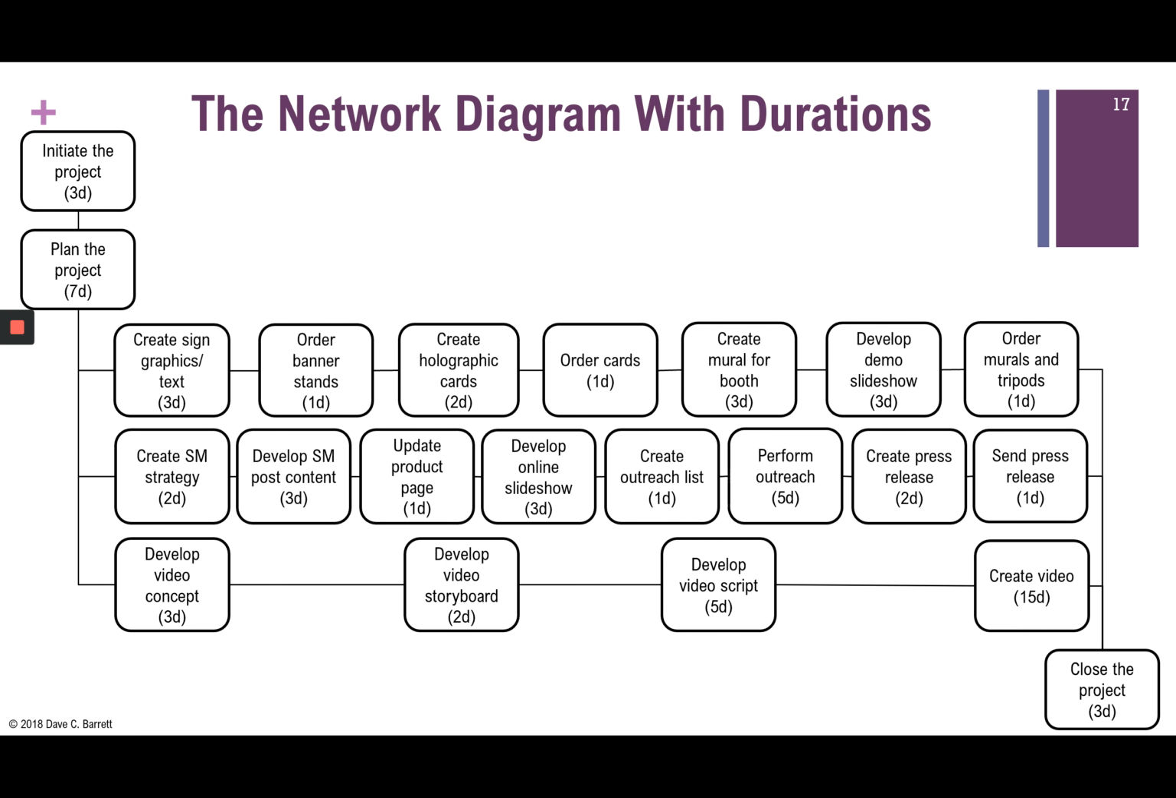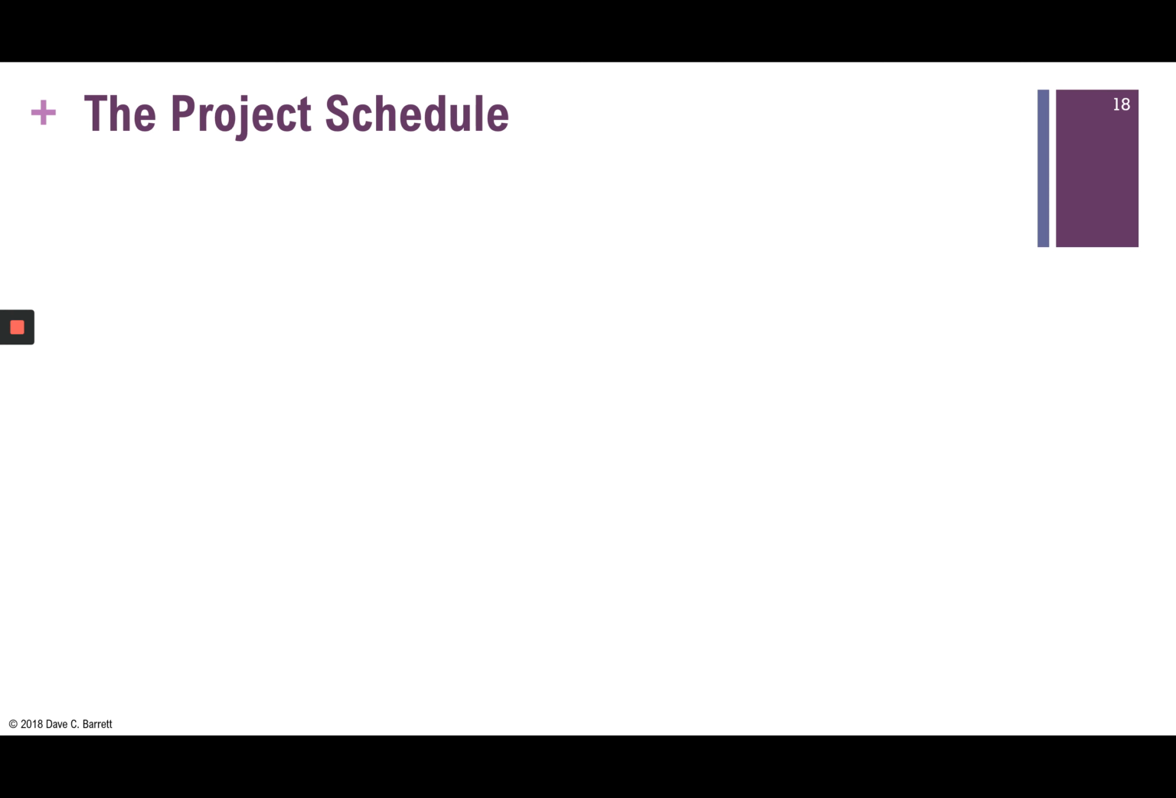So here's the activity with durations assigned. You can see, for example, initiate the project has a 3-day duration. Order the banner stands has a 1-day duration. Now, bear in mind, that's not the amount of work. That's the duration. For order the banner stands, the amount of work might be 10 minutes, but it will happen within a 1-day time period. So that's the difference. Again, remember the difference between duration and work.